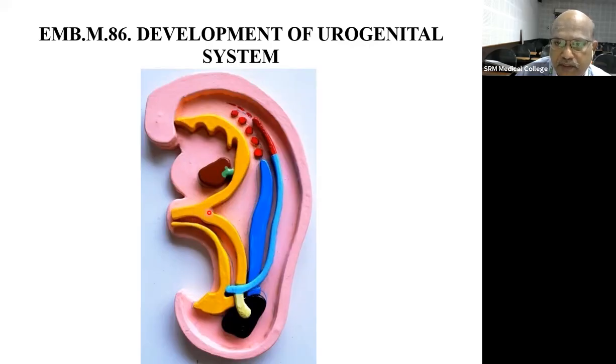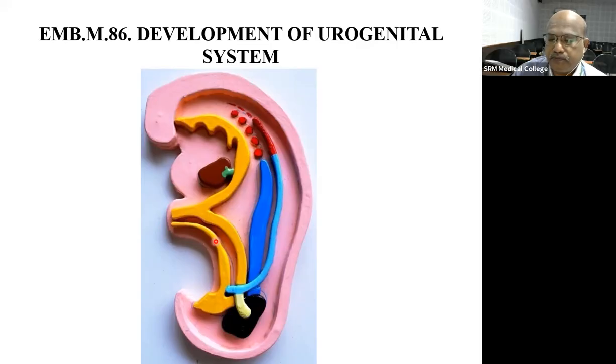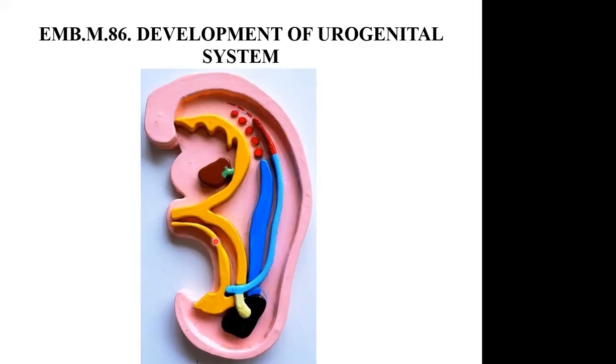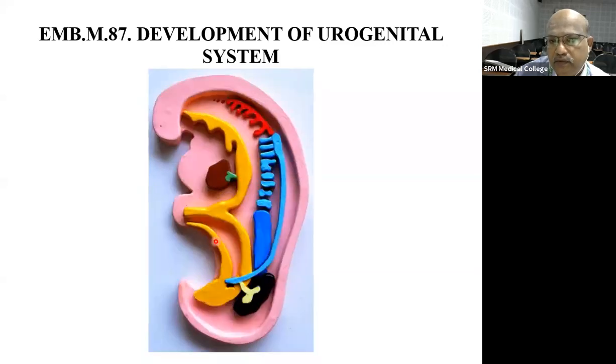The vitellointestinal duct connects the midgut and yolk sac. The allantoic diverticulum opens into the developing urinary bladder. Later on, after the complete development of the urinary bladder, what happens to the allantoic diverticulum? It forms the urachus, otherwise called the median umbilical ligament. Very good. Median umbilical ligament.